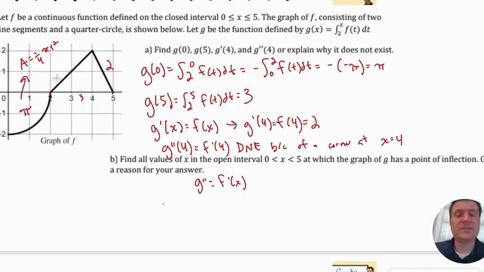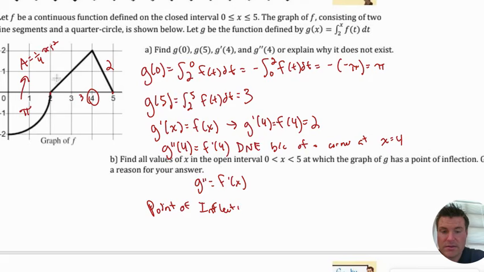So a point of inflection is when g double prime changes signs. So that's when f prime is going to change signs, the slope. Where do we change signs of slope? It's going to happen here clearly at 4. That's the only time that's going to happen. So we have a point of inflection at x equals 4.